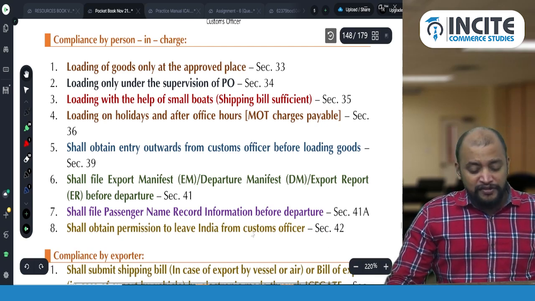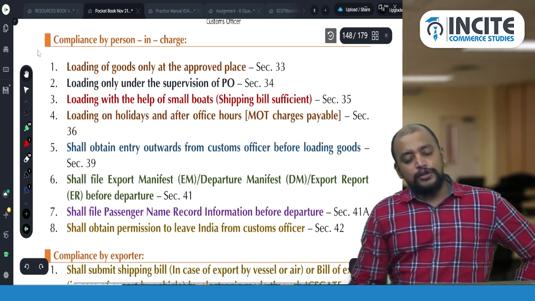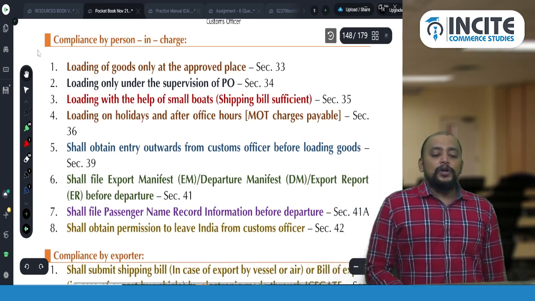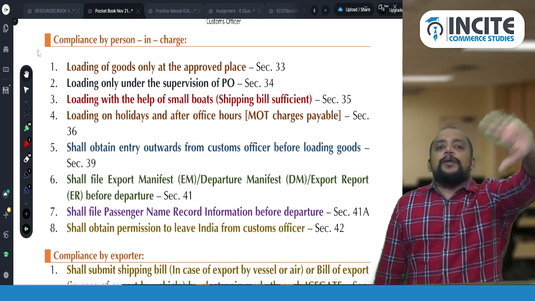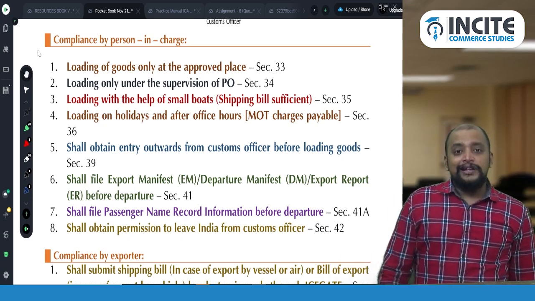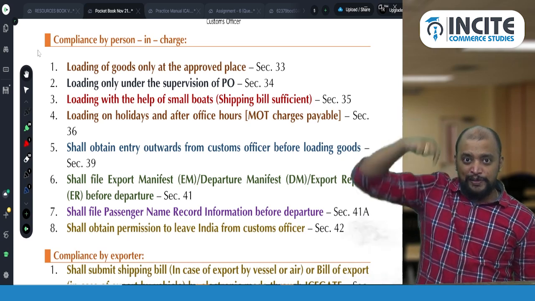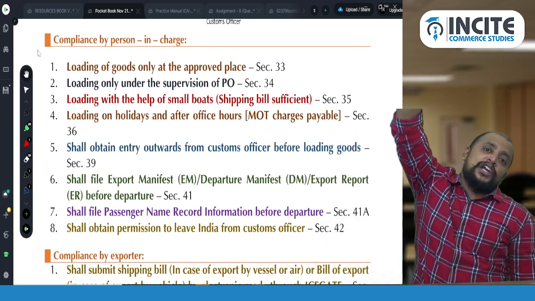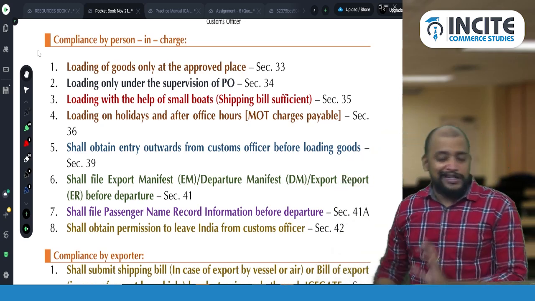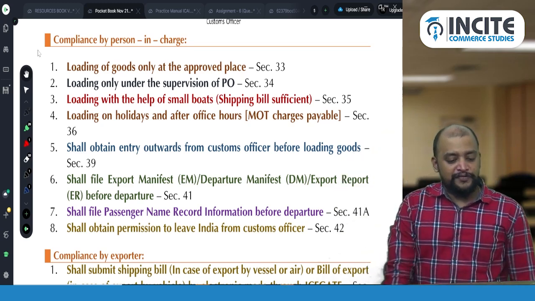points to be followed. What are the compliances to be followed by the person in charge? Loading of goods only at the approved place. There, unloading only at the approved place. Here, loading only at the approved place. There, loading and unloading only under the supervision of the proper officer. Here, loading only under the supervision of the proper officer.